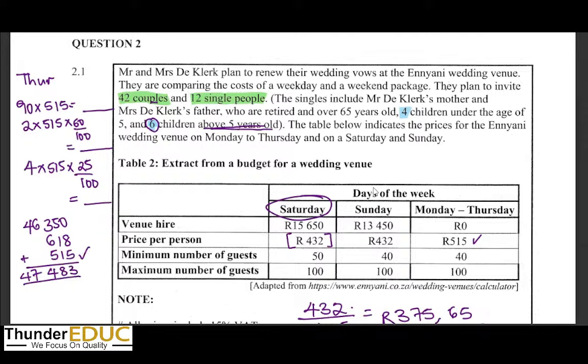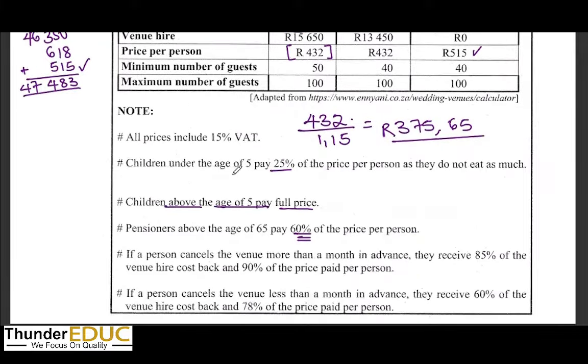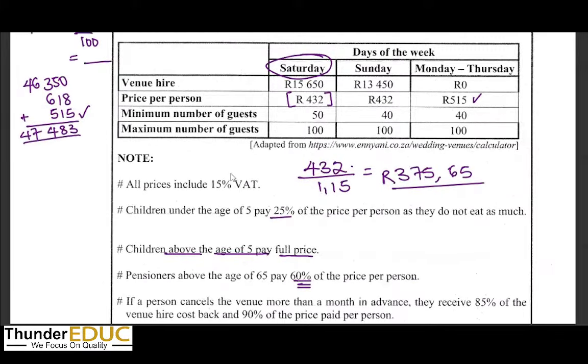Then we are going to deal with Saturday. Saturday, we are going to do the same. However, the only thing that's going to change is the price. So we said it's 90. Now I'm dealing with Saturday. 90 times 432, you get your answers 38,880. This is for the single people who are going to pay in full.